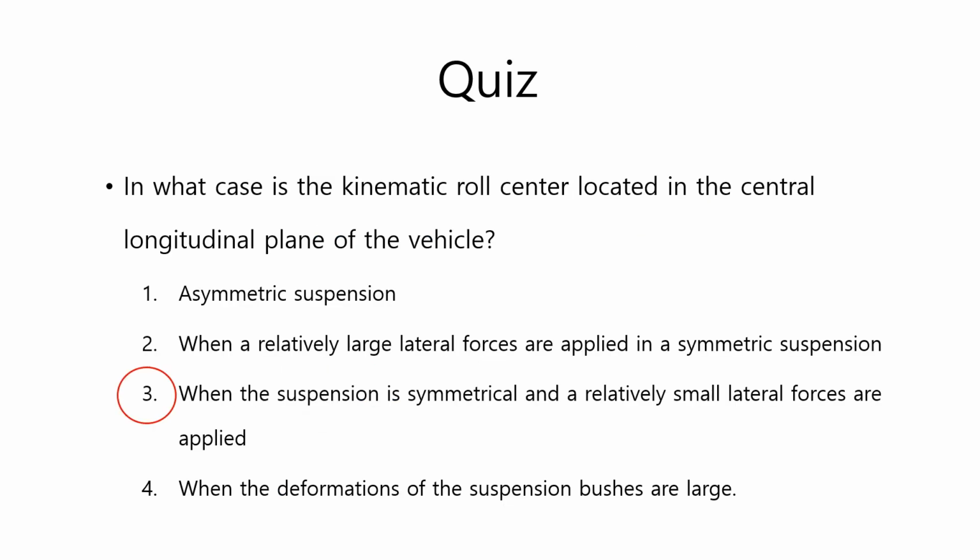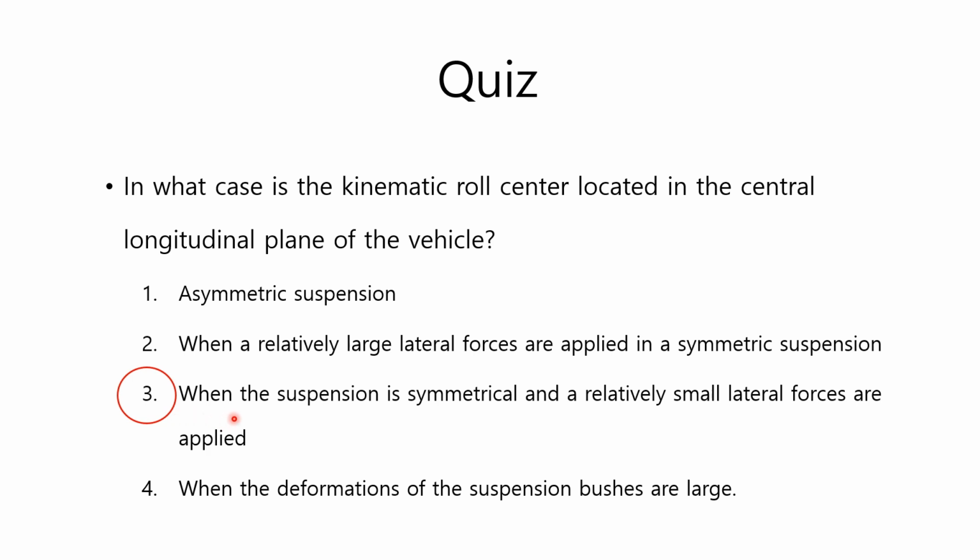Let's find the answer to the quiz. In what case is the kinematic roll center located in the central longitudinal plane of the vehicle? In an asymmetric suspension, the kinematic roll center is not located in the central longitudinal plane of the vehicle. When a relatively large lateral force is applied in a symmetric suspension, the installation angles of the suspension links change, so the kinematic roll center is not located in the central longitudinal plane of the vehicle.